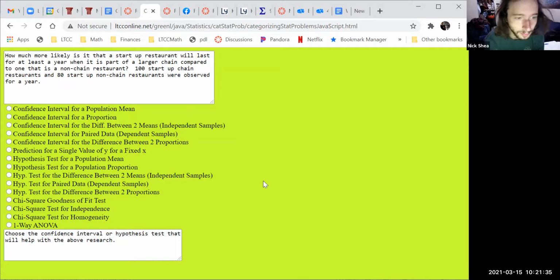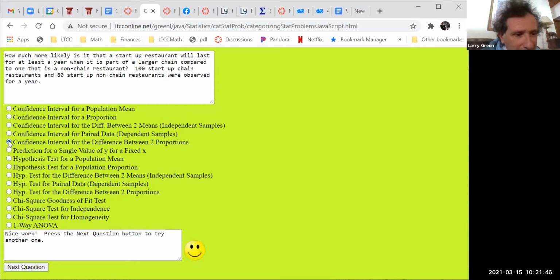Would it be confidence interval for the difference between two proportions? Okay, let's try it. So confidence interval for the difference between two proportions. So let's click it. See that little happy face? That's a good thing. That means you got it right. Okay. Then you go to the next question.